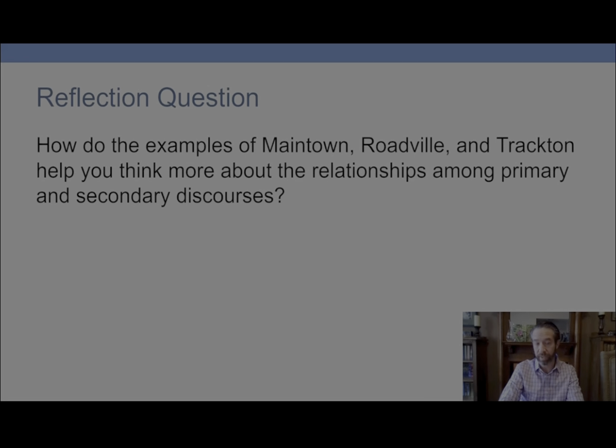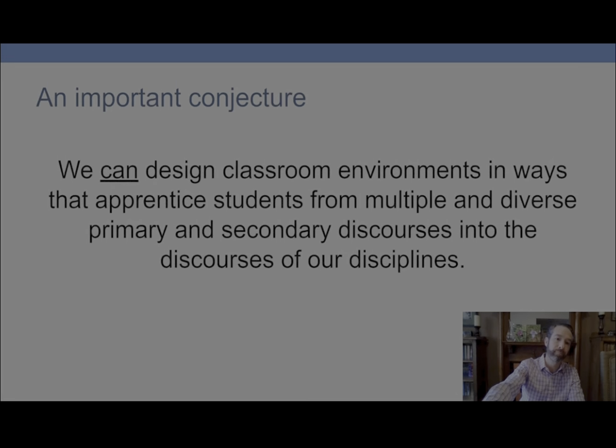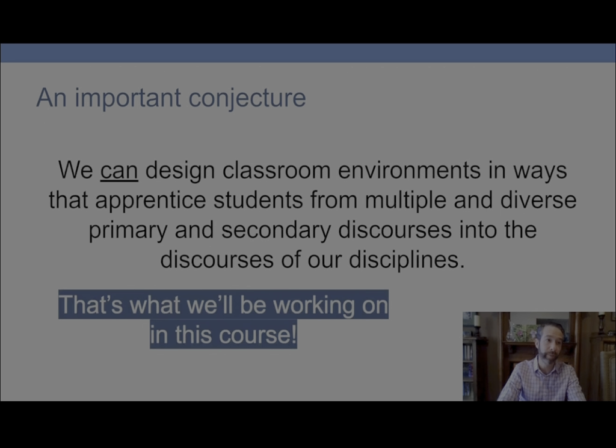Which brings me to the reflection question I'll want you to respond to for this module part. How do the examples of Maintown, Roadville, and Tracton help you think more about the relationships among primary and secondary discourses? But before you write that reflection, I want to make an important conjecture. And that is that we can design classroom environments in ways that apprentice students from multiple and diverse primary and secondary discourses into the discourses of our disciplines. And in fact, that's our job. And that's what we'll be working on in this course.